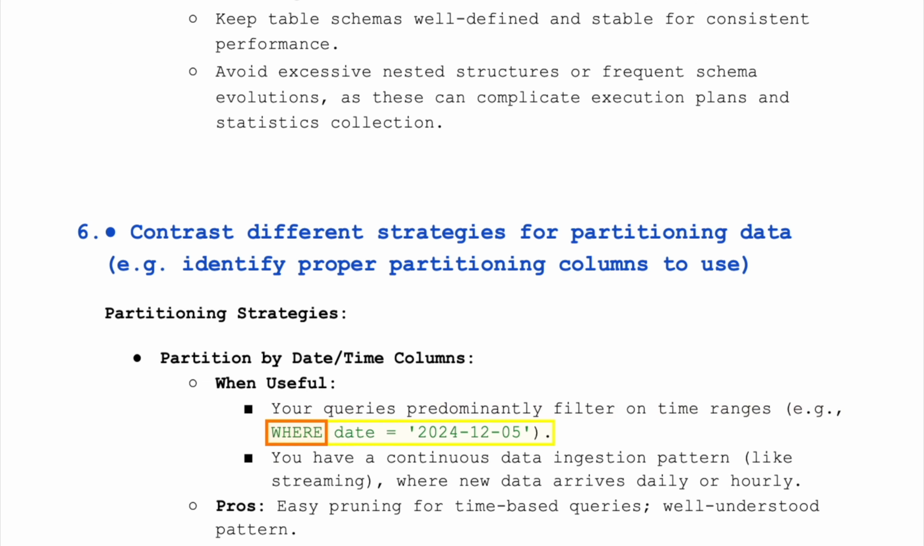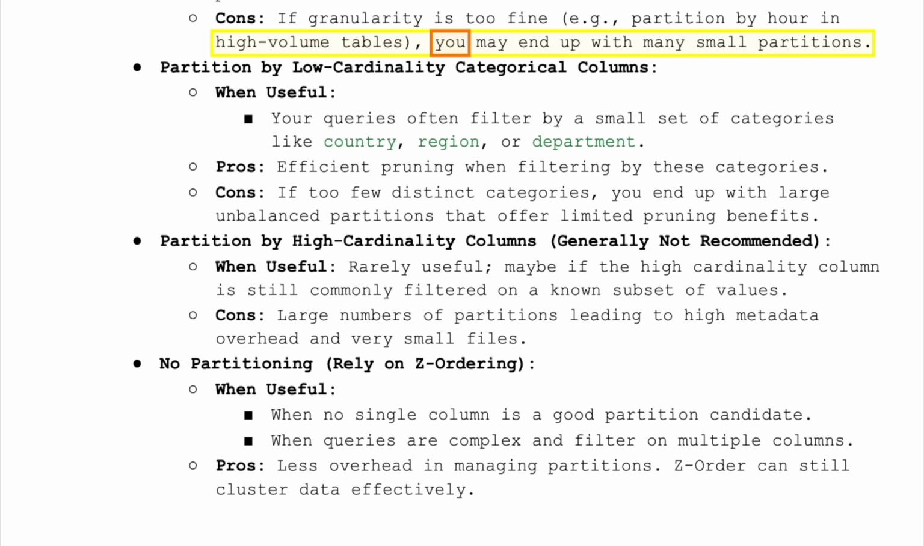For example, where date = 'December 5, 2024'. Useful when you have a continuous data ingestion pattern like streaming, where new data arrives daily or hourly. Pros: easy pruning for time-based queries. Well understood pattern. Cons: if granularity is too fine, for example, partition by hour in high-volume tables, you may end up with many small partitions.